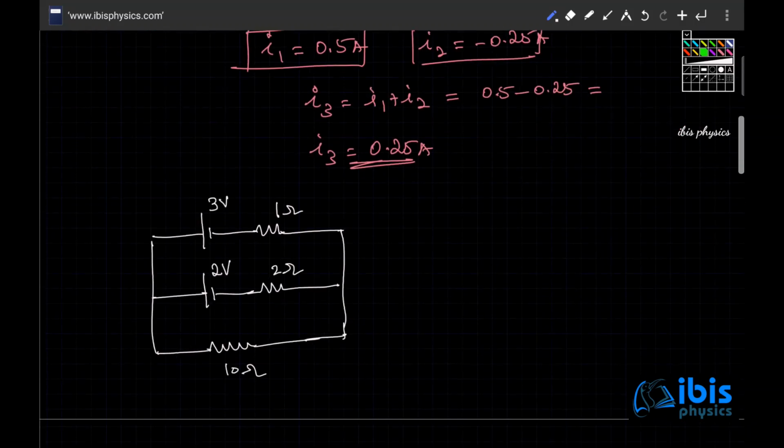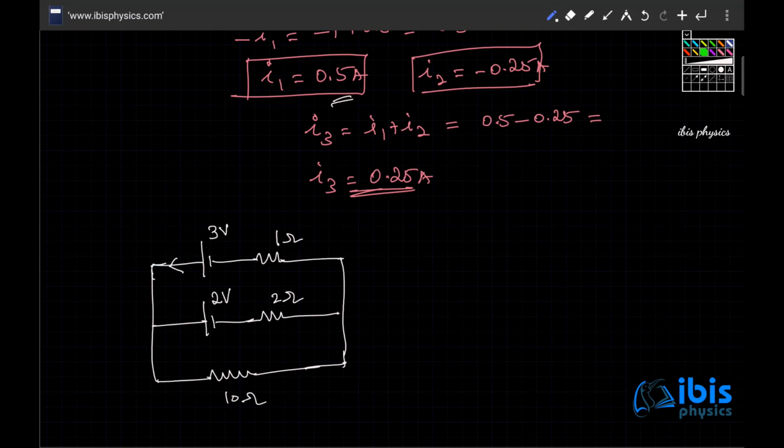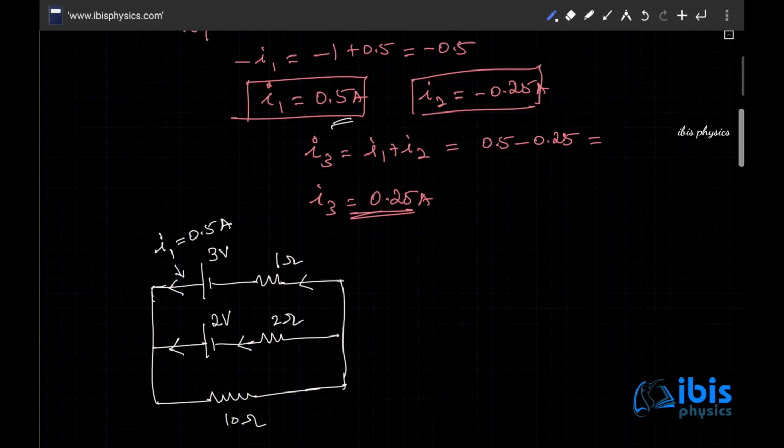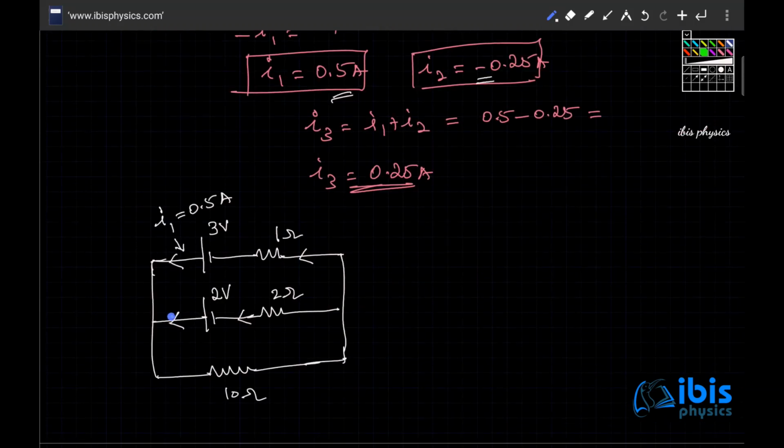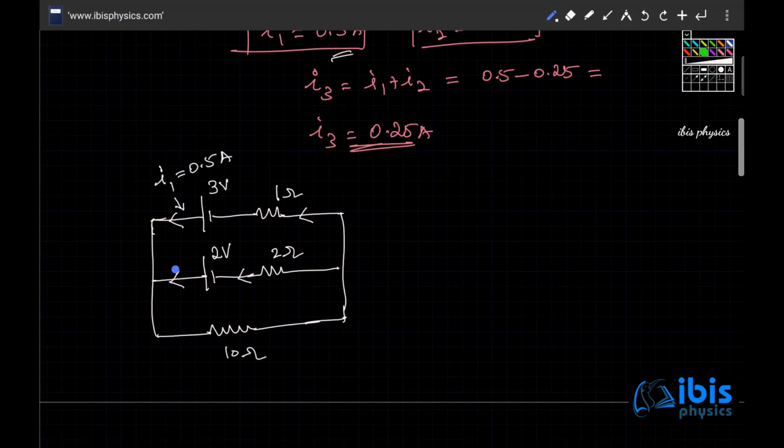But you look at the sign of I1. I1 is plus. You assumed I1 flowing in this direction, and that current is positive 0.5, which means your assumed direction and the actual direction of current are same. But here you assumed I2 in this direction, but your answer of I2 is minus. That means the current doesn't go in this direction, but in the opposite direction. The actual direction of current is this way, and that is why it is 0.25. So I1 0.5 comes toward the junction, 0.25 goes away, then the remaining current 0.25 ampere comes through this.